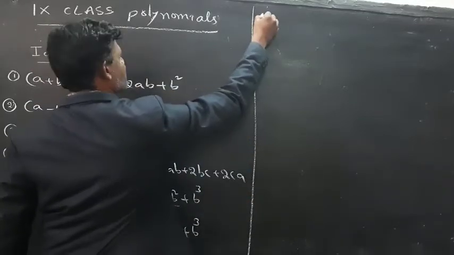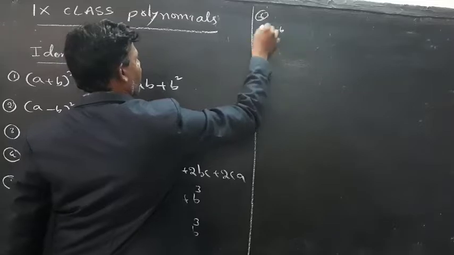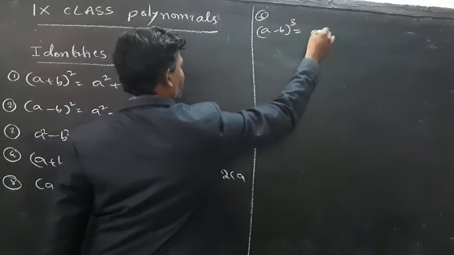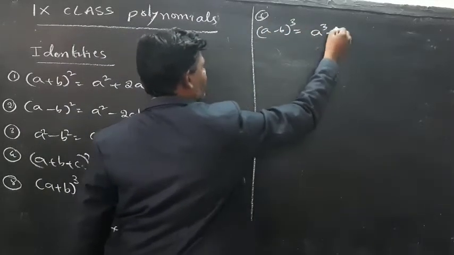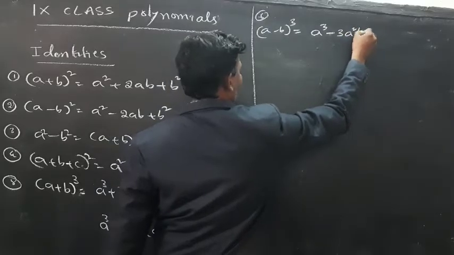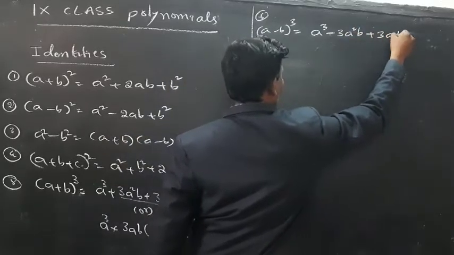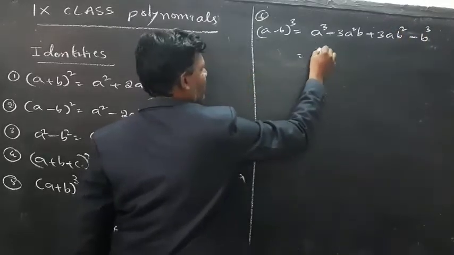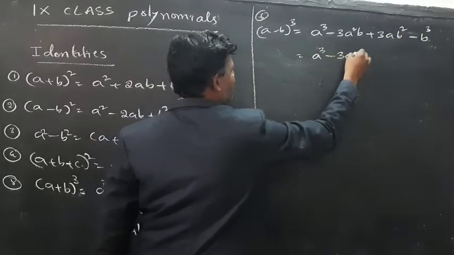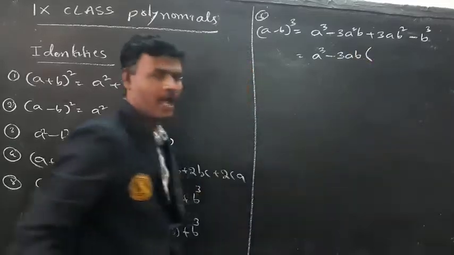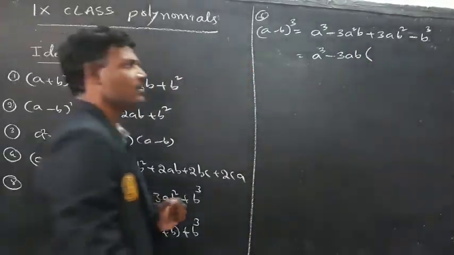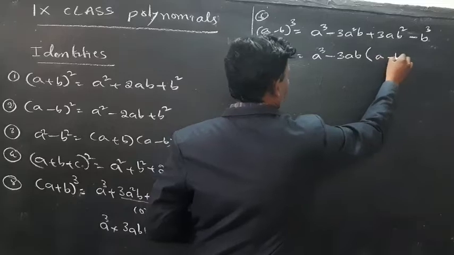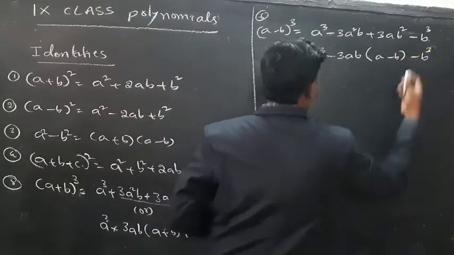Similarly, the sixth: (a minus b) whole cube is equal to a cube minus 3a square b plus 3ab square minus b cube, or a cube minus b cube minus 3ab, taking minus 3ab as common. So what happens here? (a minus b).